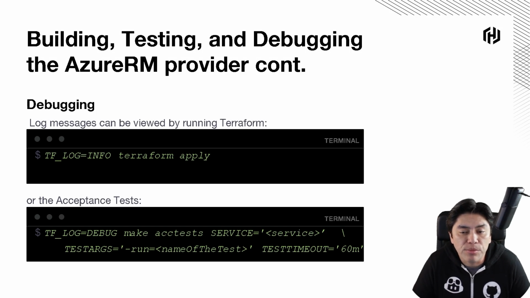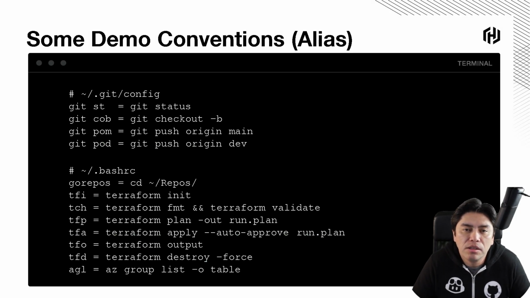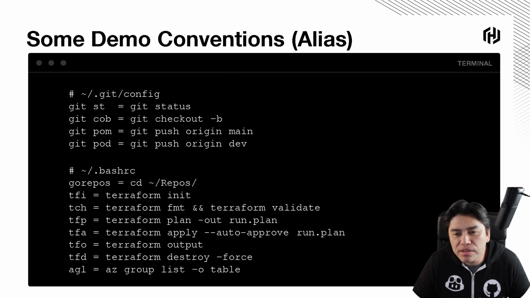Now, to see more information when you're debugging, you only need to enable this variable, TF_LOG, and you can set it to info or debug, depending on what level of information you want to see. And the rest will be enabled either when you run any Terraform command or when you run the acceptance tests. Really easy. Well, before going into the demo, here are some conventions, aliases that I use. I don't like typing because when I type, I make a lot of mistakes. So I try to optimize that part. So you will see me using some of these aliases as I go through the demo.